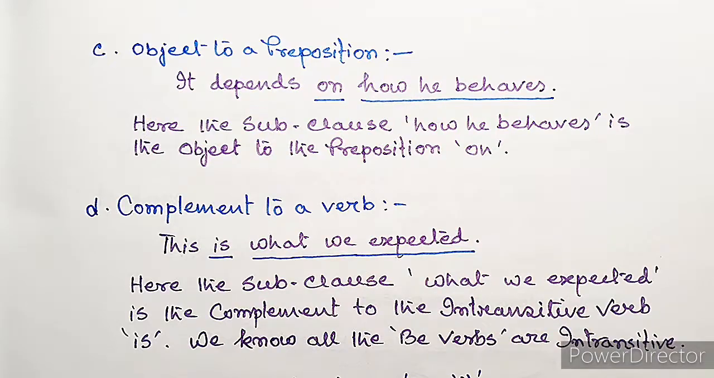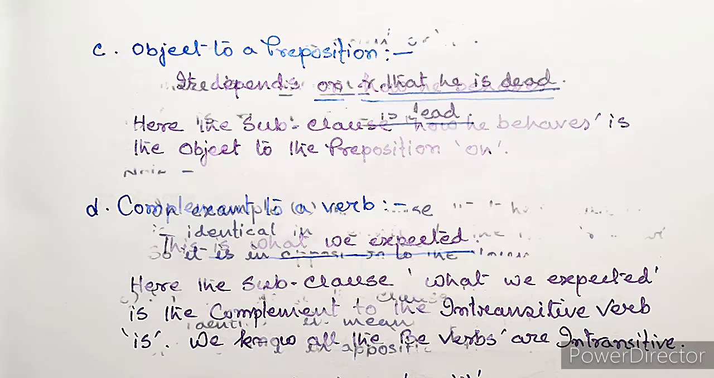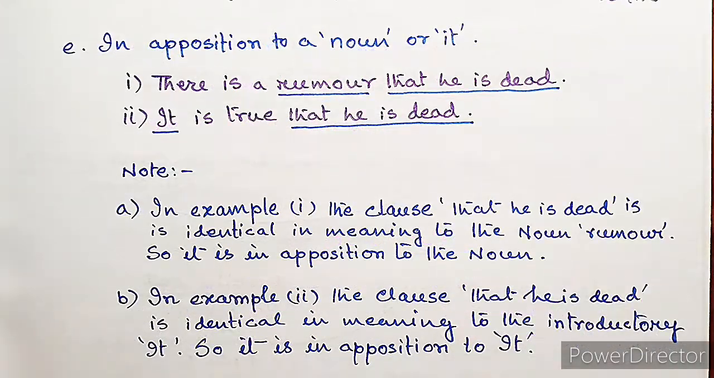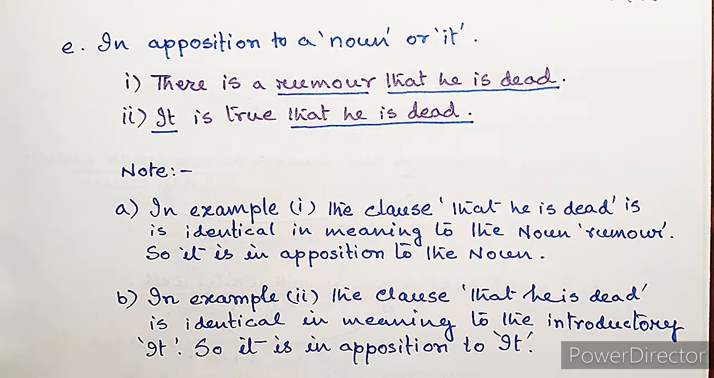Next comes a complement to a verb. Note the example. This is what we expected. Here the subordinate clause what we expected is the complement to the intransitive verb is. We know all the be verbs are intransitives. The final point is in apposition to a noun or it. Note the examples. There is a rumor that he is dead. In example 2, it is true that he is dead.